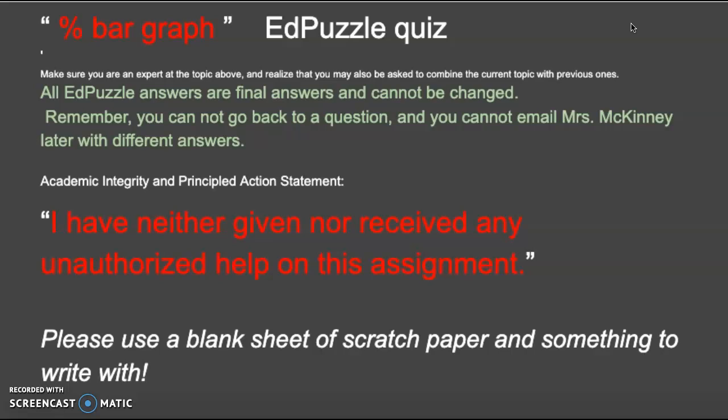So make sure you have already done your Khan Academy and your Prodigy, or actually Prodigy doesn't even have this. So make sure you've done your school practice. Also, I'm going to do a little bit of a lesson in here because Khan Academy and Prodigy don't have anything for this. So make sure you realize that all your Edpuzzle answers are final and cannot be changed. And of course, you need to have a sheet of scratch paper and something to write with. Go ahead and put the academic integrity statement in the box.